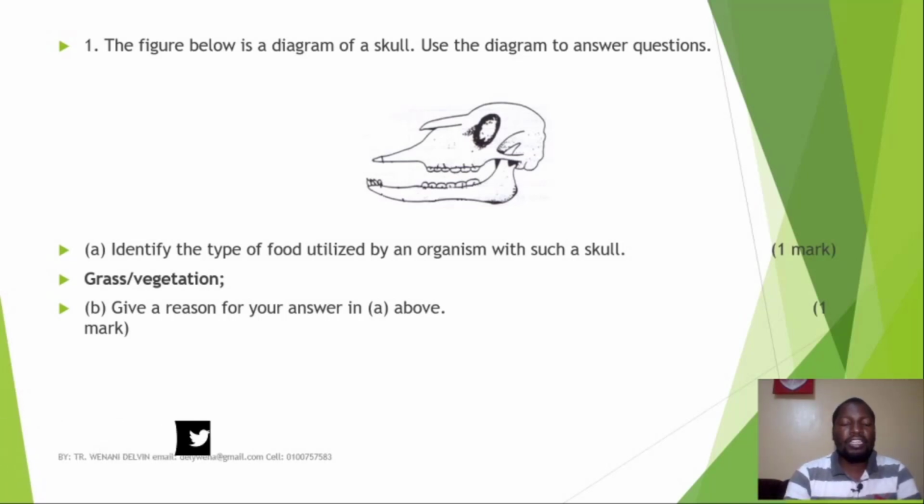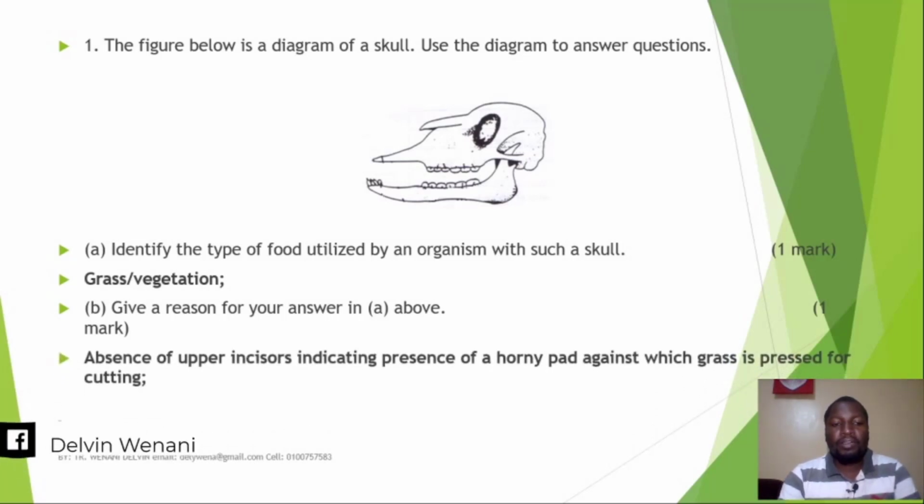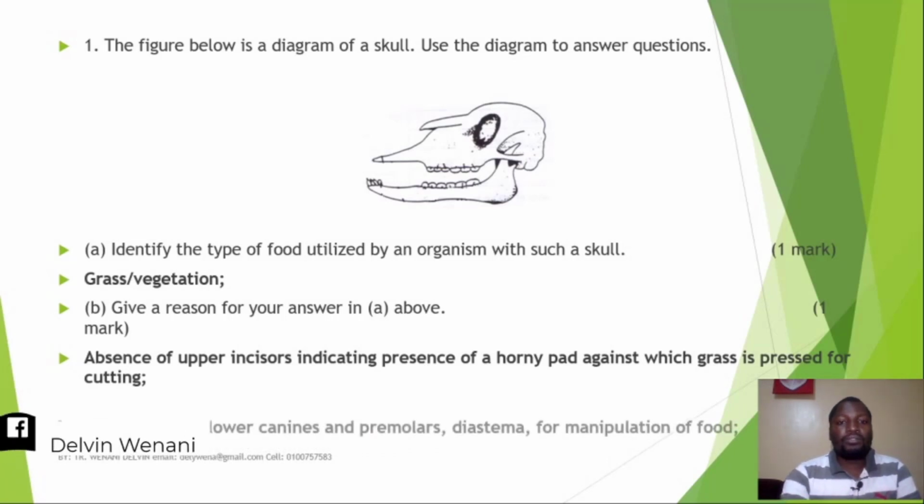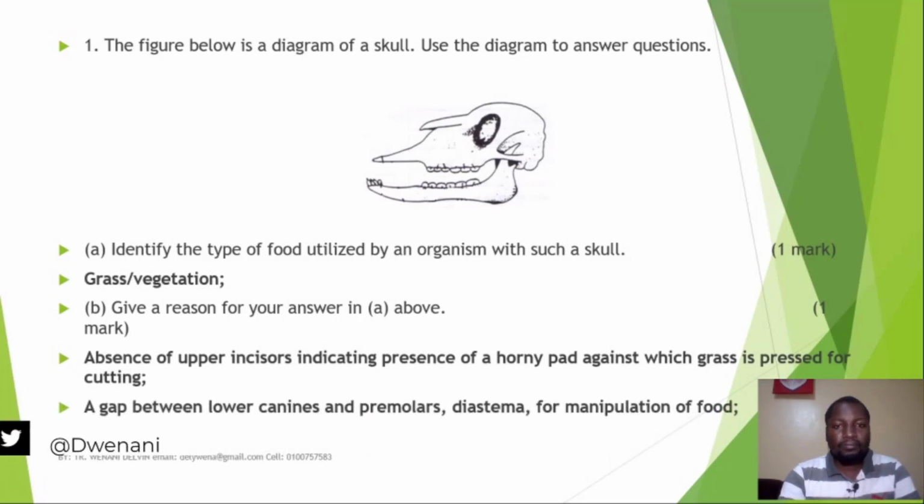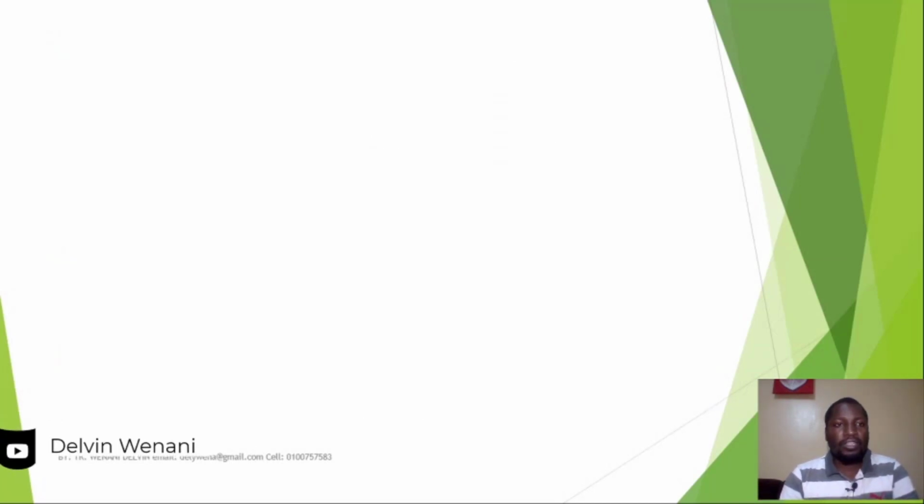And therefore, this definitely shows you that this is an organism which feeds on grass. A good example is the likes of goats and cows. We're saying the absence of the upper incisors indicates the presence of a horny pad against which grass is pressed for cutting. Also, number 2, there's a gap between the canines and premolars, which we call the diastema, for manipulation of food and also the turning of the tongue. Such organisms have a very long tongue, therefore there's that issue of turning, so it must have a space for that.